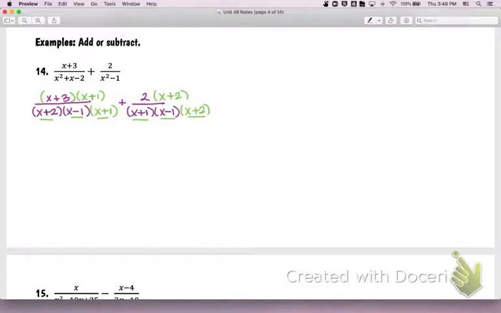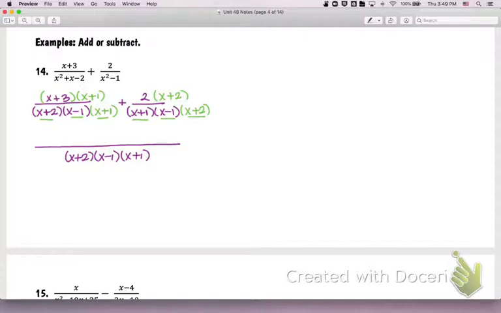So when we add this together, it's all going to be now over one common denominator. And it doesn't matter what order you put the factors in. But on the top, we have to distribute all of that out so that we can combine the like terms. So on the top, we need to multiply out x plus 3 times x plus 1.